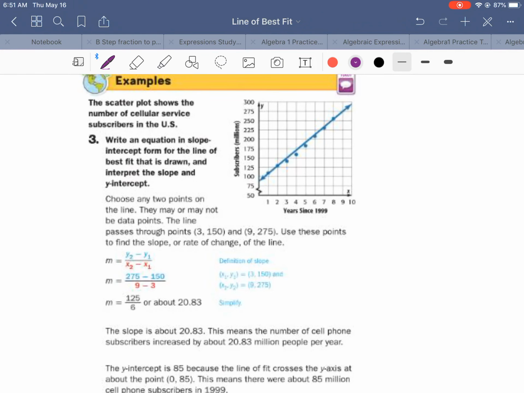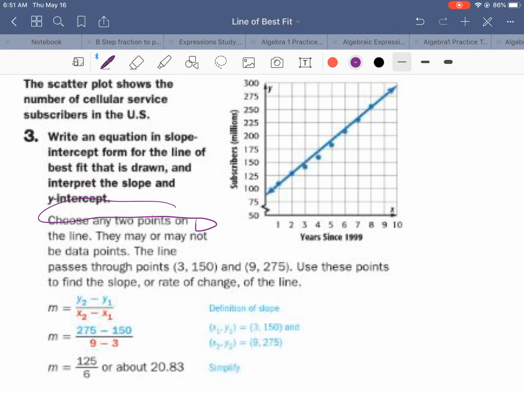All right, now we've got an example where the scatter plot shows the number of cellular service subscribers in the U.S. Write an equation in slope-intercept form for the line of best fit that is drawn and interpret the slope and y-intercept. So basically what you can do is pick any 2 points on the line, and those may or may not be data points, but they have to be on the line. In this case, they're going to use 3 and 150, which is right here, and then 9 and 275. Those are the points that they chose to use.